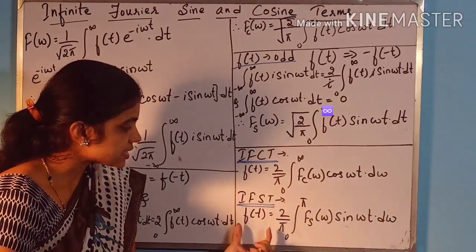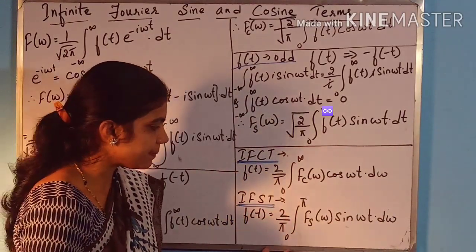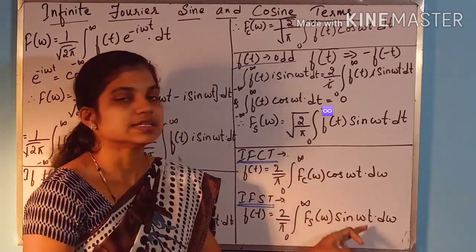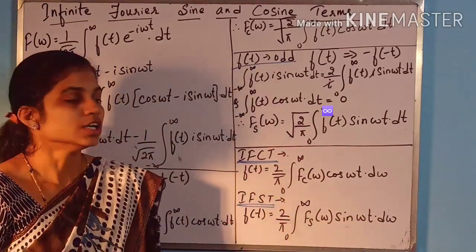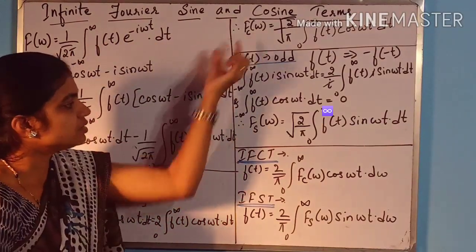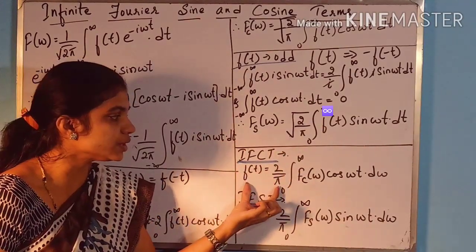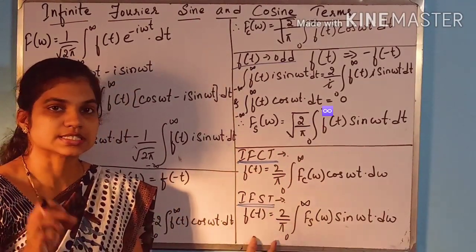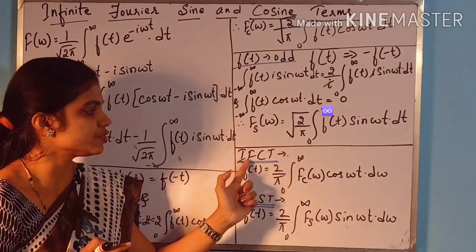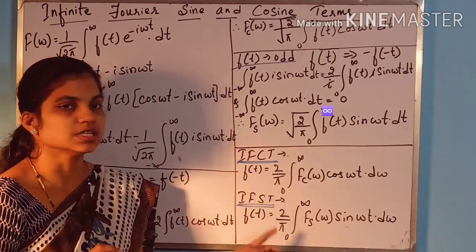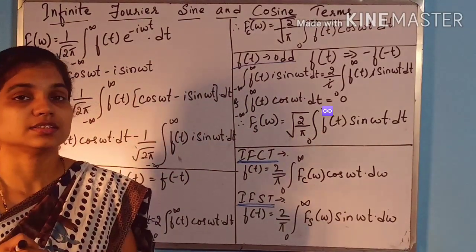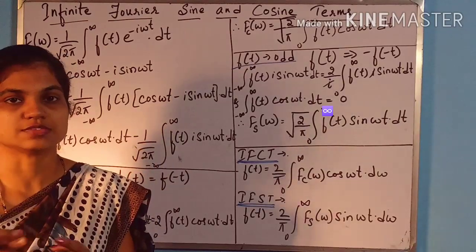And the inverse Fourier sine transform is going to become 2 by pi, integral from 0 to infinity of f s of omega sin omega t d omega. So I have defined the Fourier cosine term, Fourier sine term, inverse Fourier cosine term, and inverse Fourier sine term. I have just abbreviated them so that they become short terms. So this is all about the definition and the way of expressing the Fourier transform in different manners.